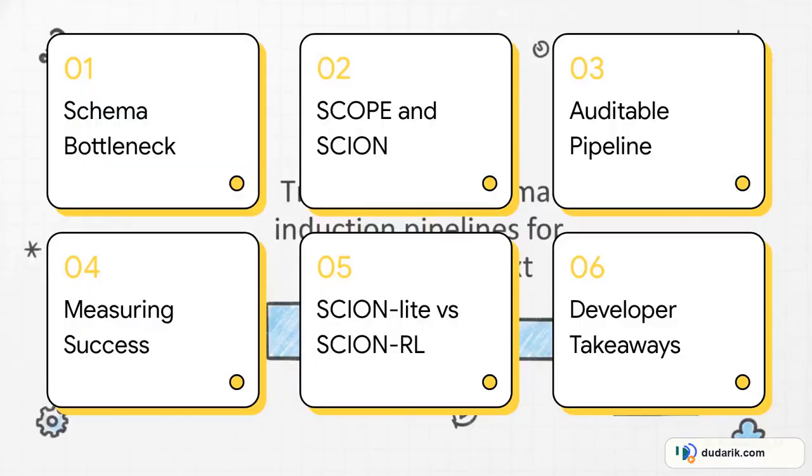So here's our roadmap for today. We'll start with the schema induction bottleneck, then enter scope and SCION. After that, we'll look at the auditable SCION pipeline, how we're measuring success, compare SCION Lite versus SCION RL, and finally, wrap up with some actionable takeaways for AI developers.